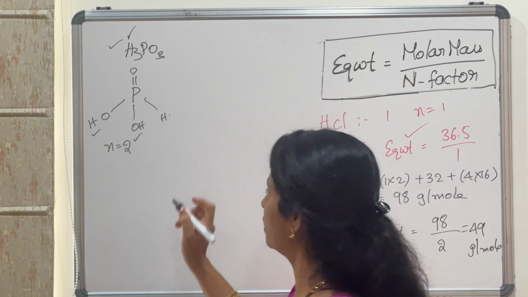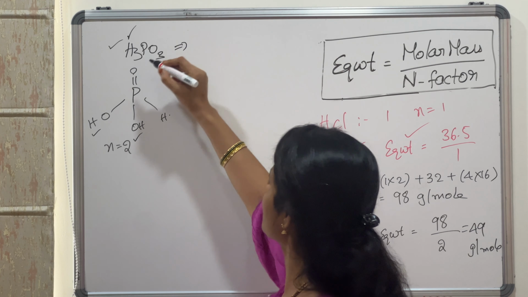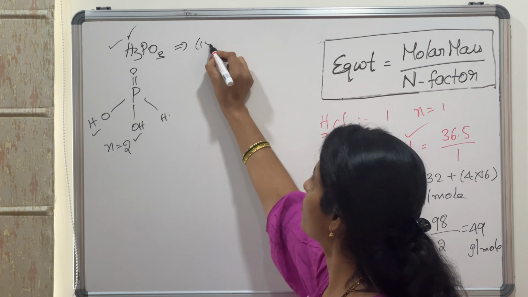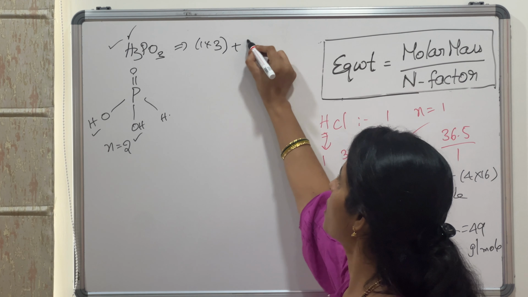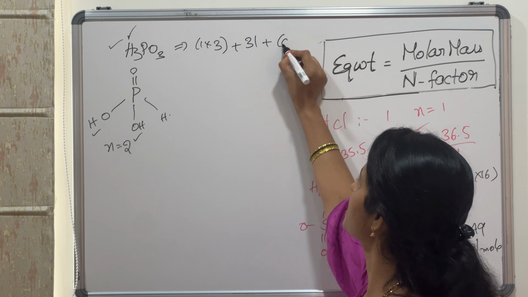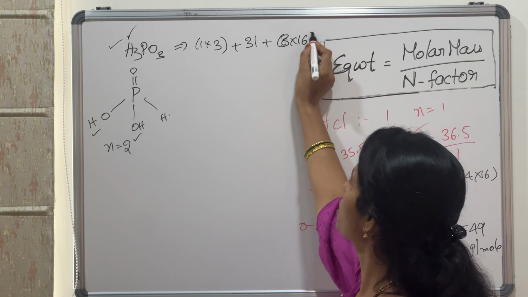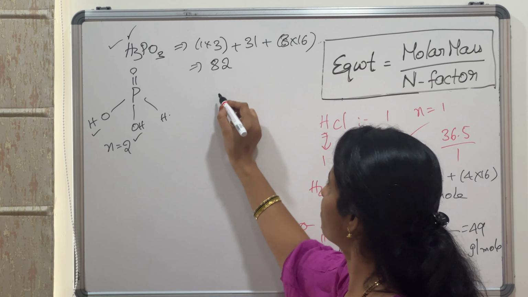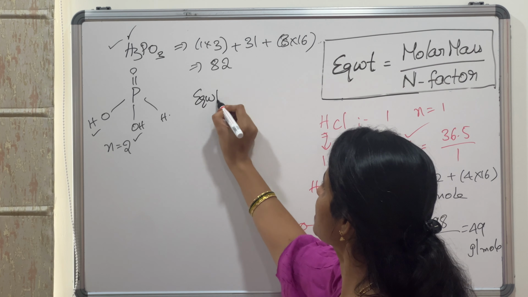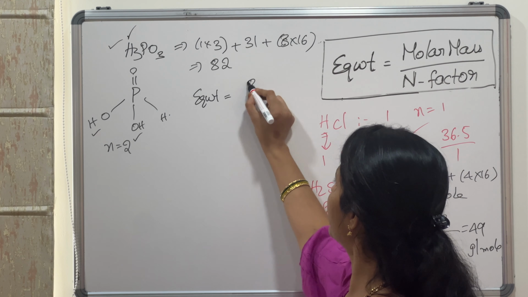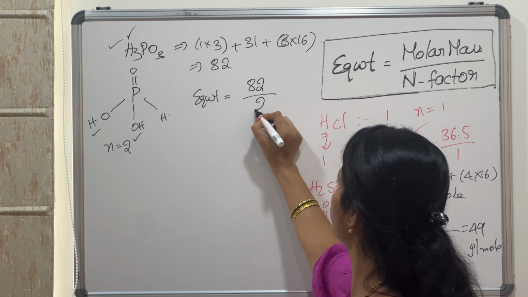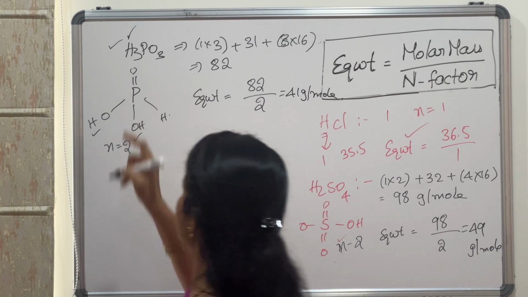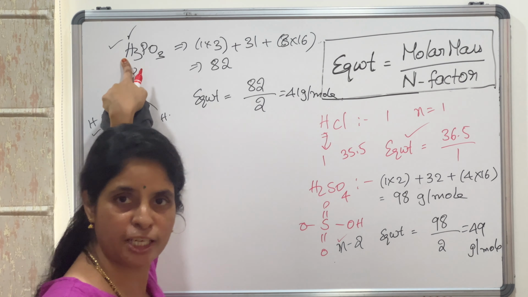Okay, so what is the molar mass and what is the equivalent weight of H3PO3? If you calculate the molar mass, that is 1 into 3 plus phosphorus 31 plus oxygen 3 into 16, so you will be getting 82 approximately. So what is the N factor? 2. So equivalent weight is equal to 82 divided by 2, so it is 41 grams per mole. This is the thing you should remember in the case of H3PO3.